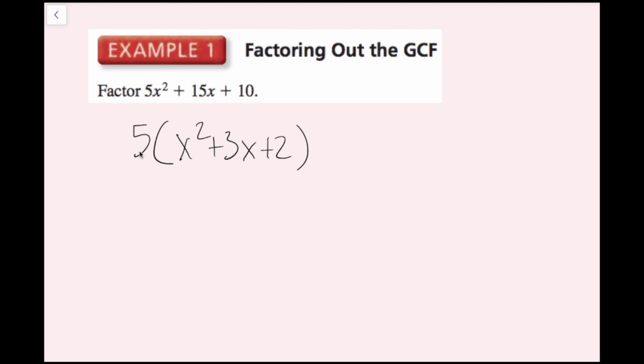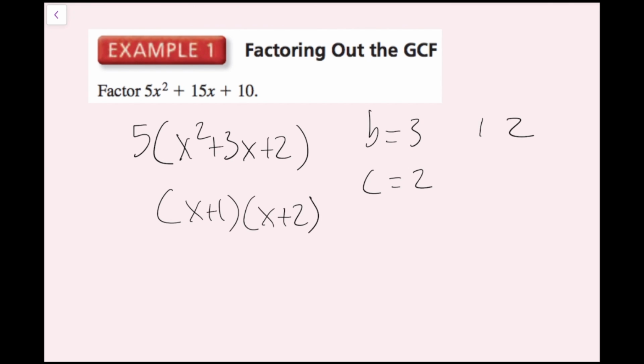Okay, so now I have this 5 out here. And then this x squared plus 3x plus 2, well, we just factored stuff like this in the last section, so let's factor this. My b value is 3, my c value is 2, so I need two numbers that are going to multiply to 2 and add to 3. Well, that's just going to be 1 and 2. Those are the only two options. So I can rewrite this as x plus 1 times x plus 2. Then I bring down the 5, and if I multiply this whole thing out, I'm going to get 5x squared plus 15x plus 10. And you can try that on your own if you'd like. But anyway, now we're done with example 1.